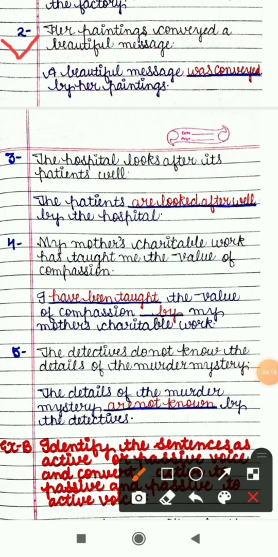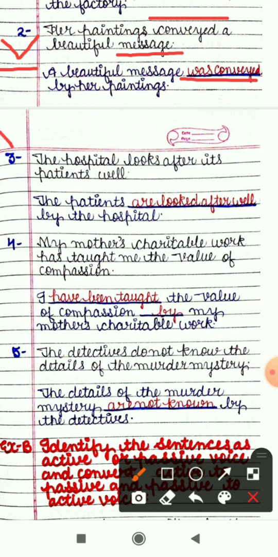Second sentence is her paintings conveyed a beautiful message. Subject is her paintings, and what is the object? The object is a beautiful message. That means in passive voice our new subject will be a beautiful message, which is singular. So with singular, we will use was and were. Why? Because the sentence is in past indefinite tense, and when we change a sentence of past indefinite tense into passive voice, the helping verb will be was and were according to the subject. So our subject is a beautiful message which is singular, so we will use was conveyed. Third form of verb will be there. So a beautiful message was conveyed by her paintings.